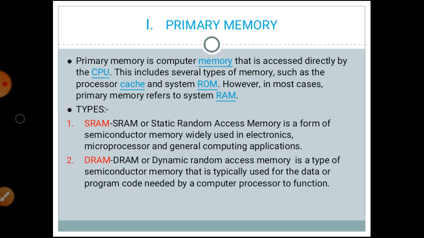The next, second type is DRAM. DRAM means dynamic random access memory. It is also a type of semiconductor memory that is typically used for the data or program code needed by a computer processor to function. For performing a computer processor function, we need DRAM, that means dynamic random access memory.